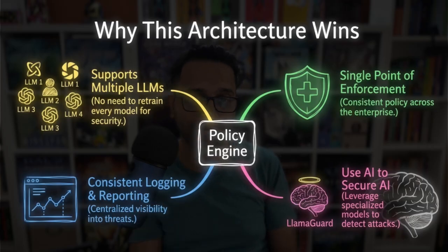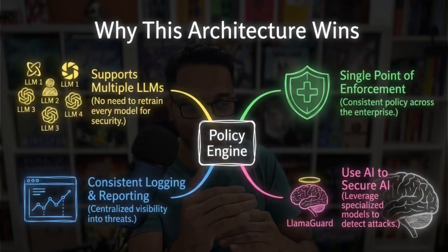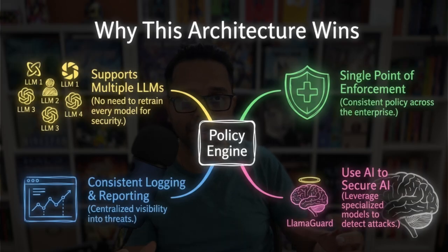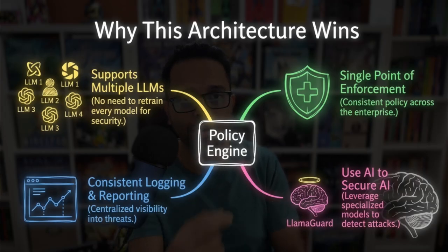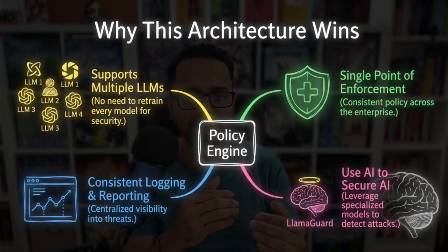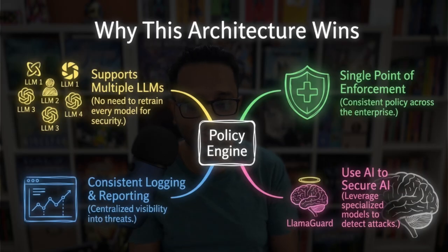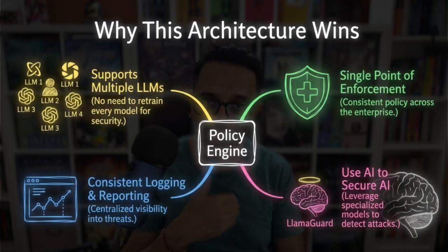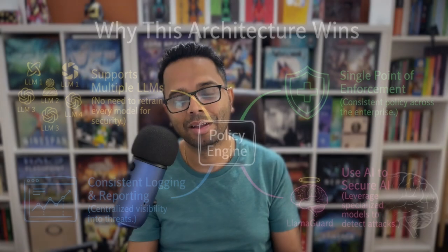It's a single point of enforcement. If you have a set of LLMs supporting multiple use cases, you can have a single policy engine, and every time you want to protect or upgrade your protection on top of these LLMs, you can just go and change the policy engine and introduce new or improved policies. And here, as I was saying, Llama Guard is one of the other examples that you can see in this image. But there are also NeMo Guardrails and OpenAI moderation, where you use AI to secure AI, right?